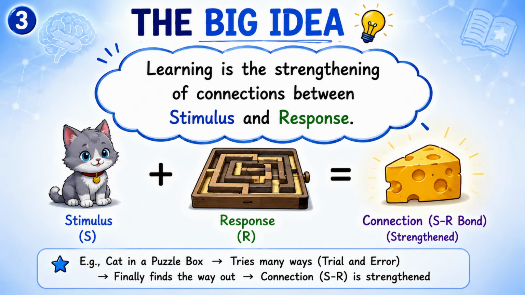Now, let's understand the main idea behind Thorndike's theory. This is the most important concept you should remember for your B.Ed exam. Thorndike said, learning is the strengthening of connections between stimulus and response. But what does that actually mean? A stimulus or S is anything that creates a need or motivates us to act. A response or R is the action we take because of that stimulus.